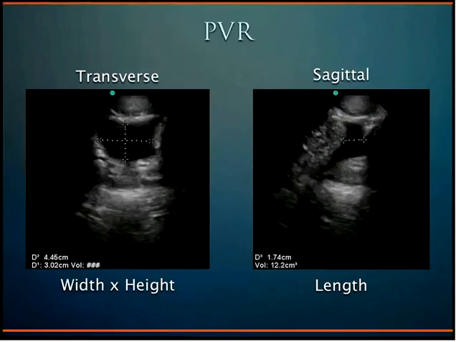Here we are in the same patient after the attempt to void, and we measure the bladder again in a transverse plane. We measure the width, we measure the height, and then we turn the bladder into a sagittal view and we measure the length, and the post-void residual is still 12.2 cubic centimeters.